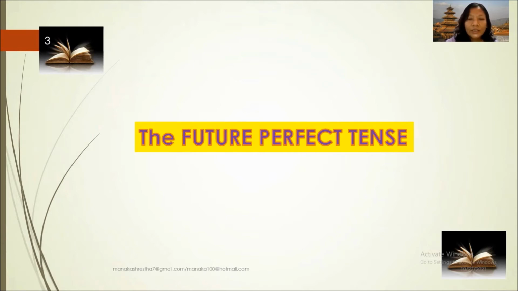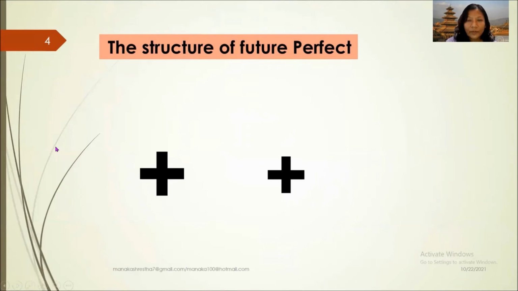Then you will learn when to use the future perfect tense. That means the use of the future perfect tense, when we use it. And the negative of the future perfect tense: how to form a negative sentence. Then you will learn how to form questions of the future perfect tense. That means you will learn both WH questions and yes/no questions. So first of all, you will learn the structure of the future perfect tense.